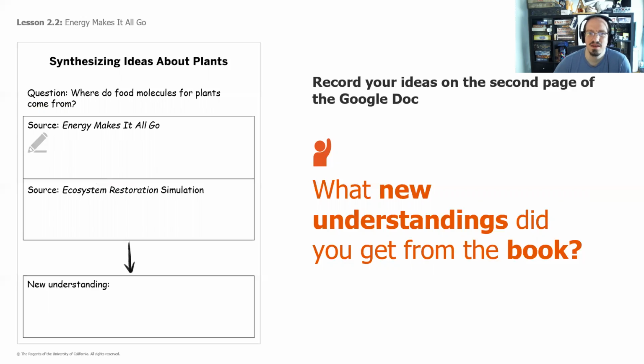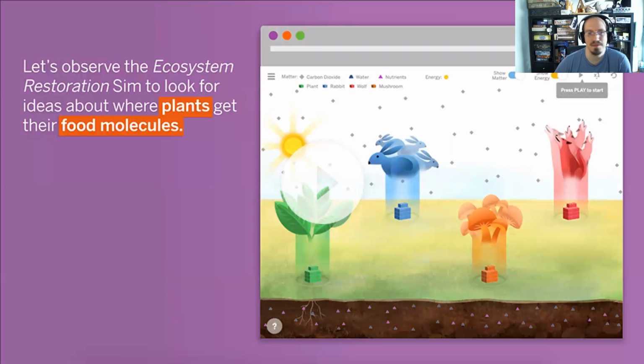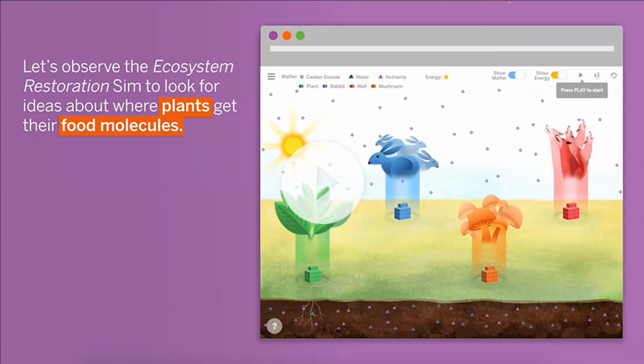Then for that second box, we're going to observe the sim to look for ideas about where plants get their food molecules. So I'm just going to go ahead and play this video of the sim that takes us through all the steps. For now, I'll hide myself and we can watch and listen.